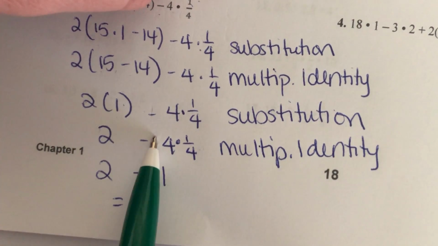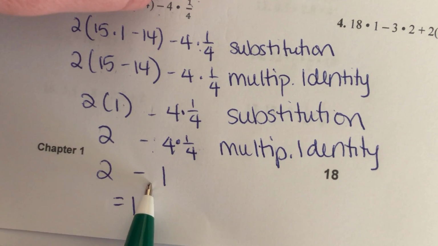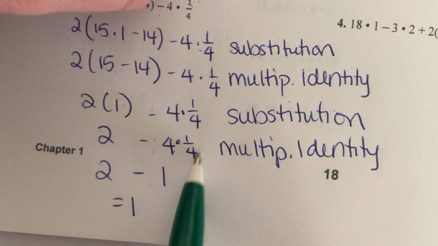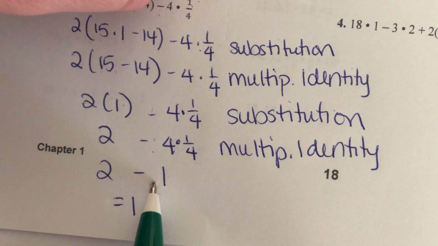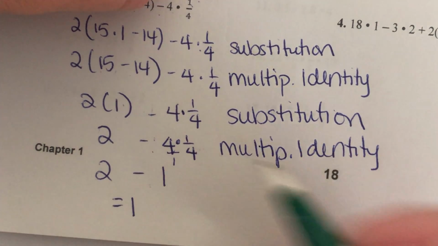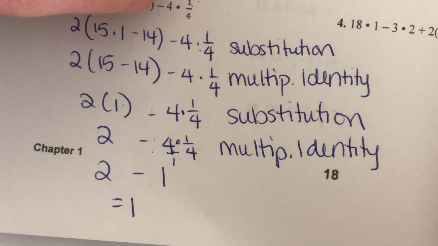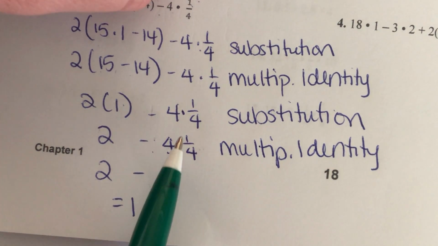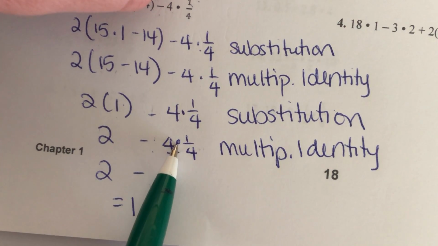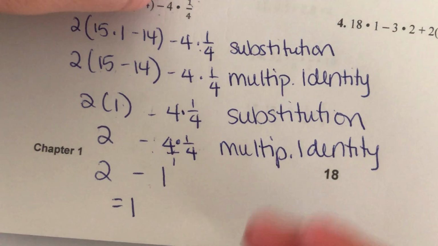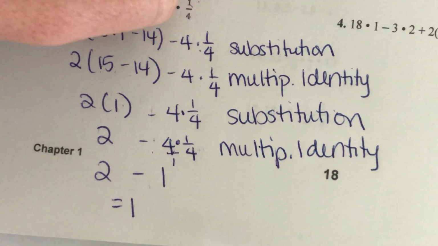So then to get from this step to the next step, what did I do? I changed 4 times 1/4 to 1. Well, wait a minute, isn't 4 the same as 4 over 1? So I'm multiplying 4 over 1 times 1 over 4. I'm multiplying and I'm taking the reciprocal. And the answer is 1.